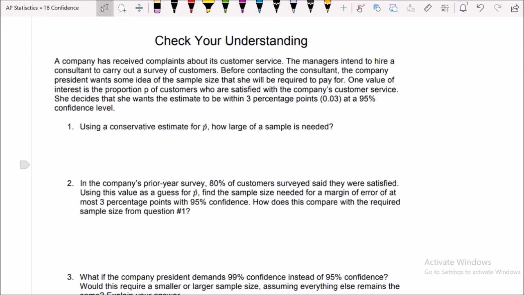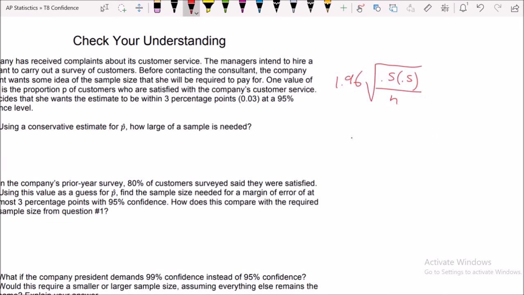So we have a few questions here. Using a conservative estimate for p hat, how large a sample is needed? Okay, well that's the same thing that we answered just a few minutes ago. So let's fill this in. When we talk about a 95% confidence interval, it's that same value again for the critical value of 1.96. So 1.96 times the square root of, n's on the denominator, 0.5 times 0.5 in the numerator. But this time the only difference is we want it to be less than or equal to 0.03.